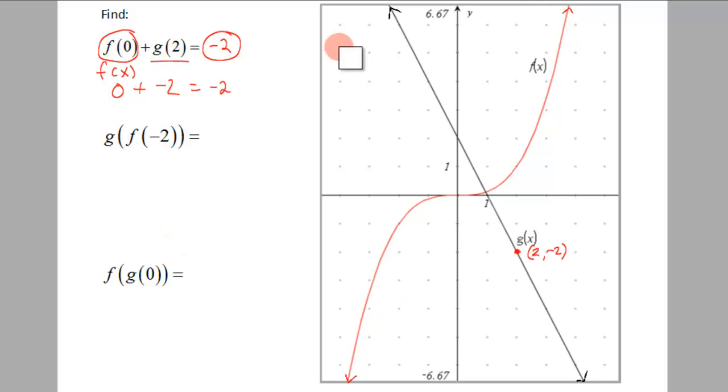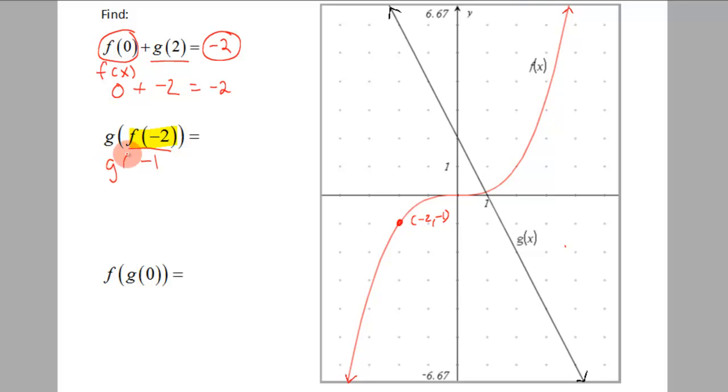Okay, now let's go on to the next one. It's a composition of functions, g of f of negative 2. So first, you have to figure out what's inside here first. So we need to find what is f of negative 2. I'm going to go to the negative 2 for my x value, 1, 2, and then go down to the function f. Don't go up here, that's g, go to f. Right here, that point would be negative 2, negative 1, right? So the output when x is negative 2 is negative 1.